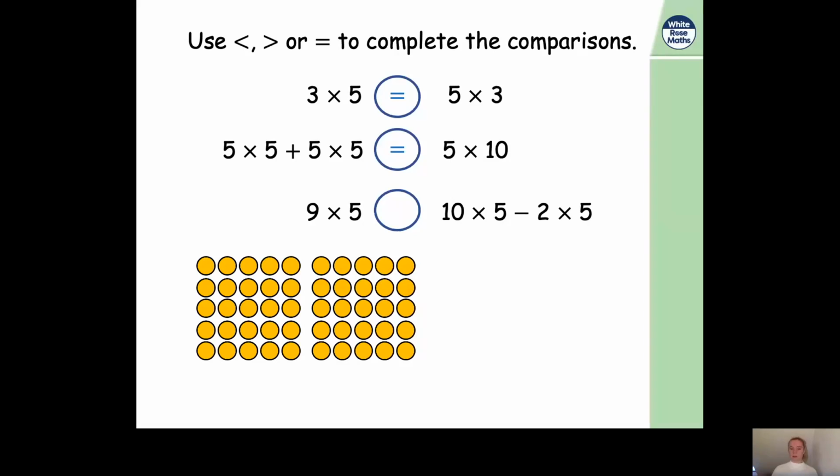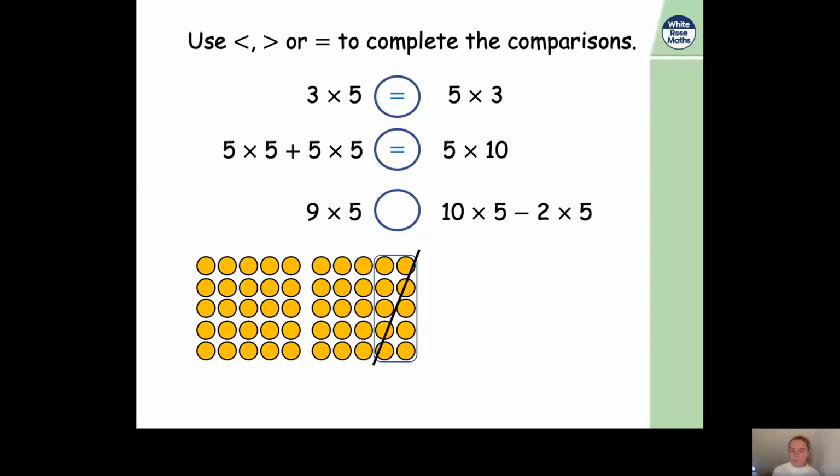Okay, last one, 9 multiplied by 5. And then 10 multiplied by 5. Oh, subtract 2 multiplied by 5. So if we have 9 multiplied by 5, that's 9 columns of 5. Then the other side, we have 10 multiplied by 5. And as you can see in the array, we need to take away 2 of the columns, okay?